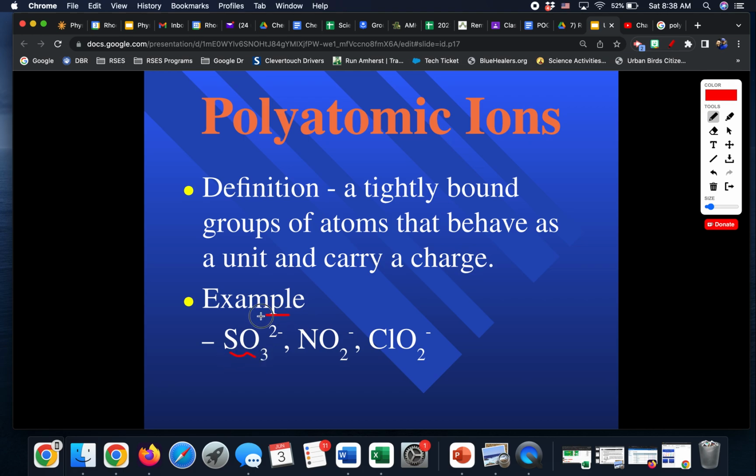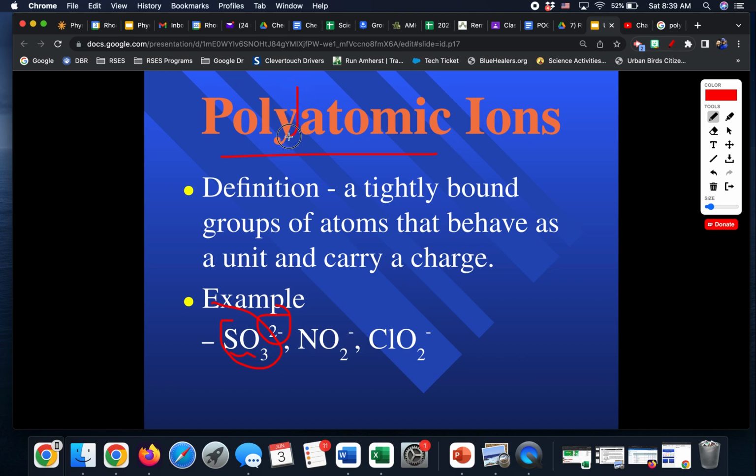SO3 has a 2 minus charge. This thing acts as one unit. It can't be separated. The 2 minus charge is not on the O, it's on this whole thing. And it has a special name. We'll learn some of those names eventually, but right now we need to just learn what polyatomic means.